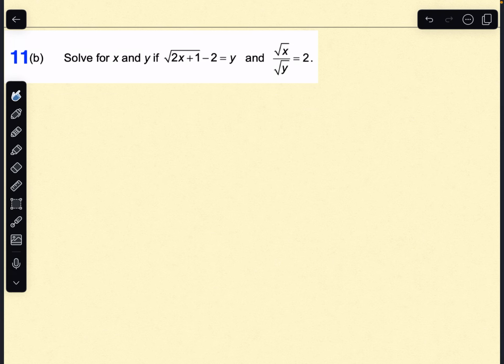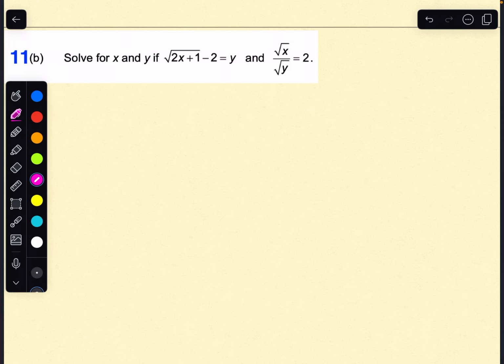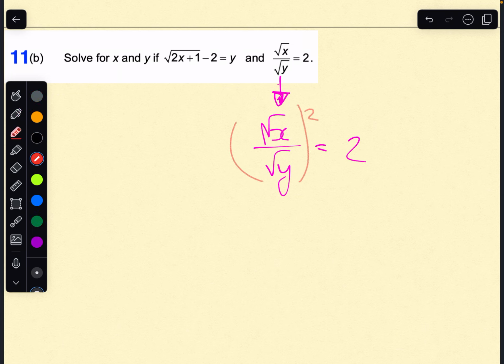A bit interesting with all the square roots involved. That kind of hints to me that we're going to need to verify whatever solutions we get, because instinctively, for example, I want to take this equation, the square root of x over the square root of y is equal to 2, and square both sides so that I have x over y is equal to 4.